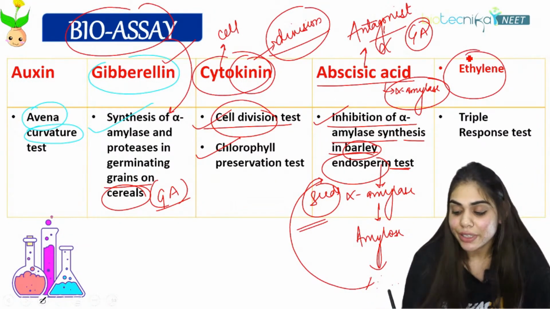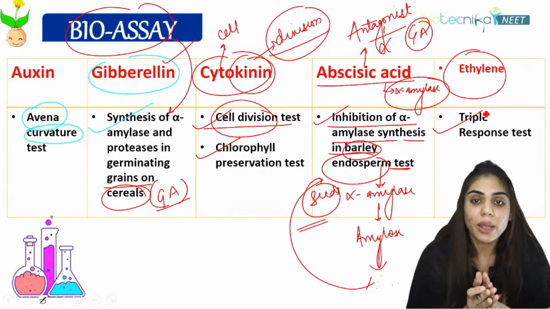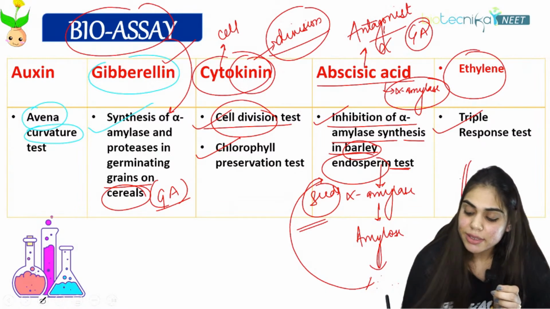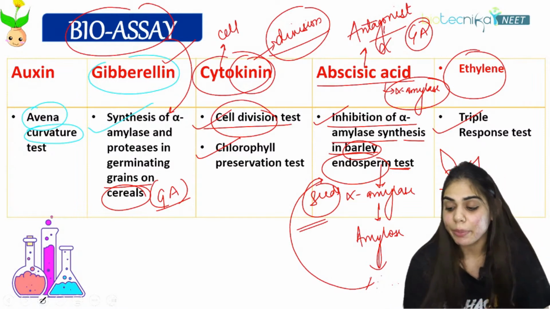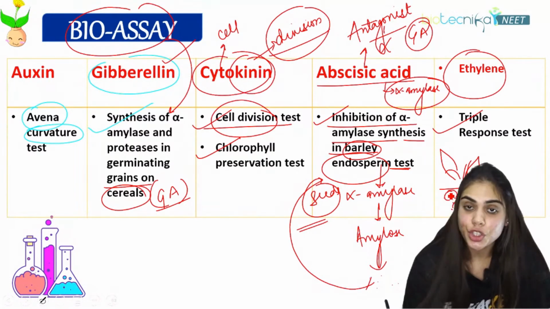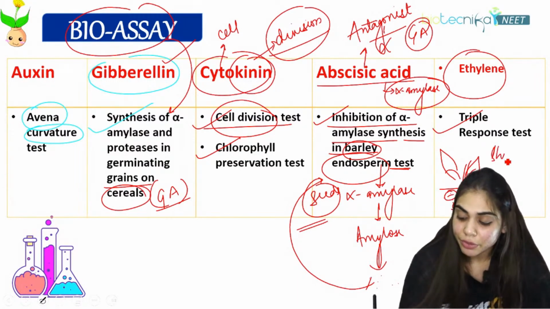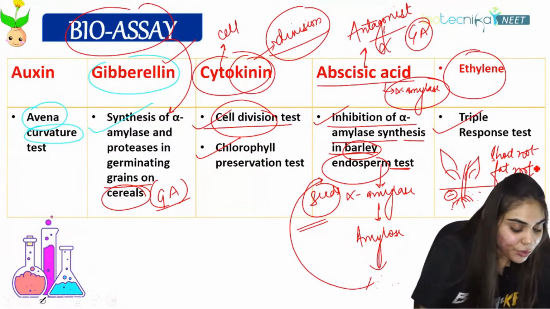And for ethylene, we know the triple response test. Whenever there is ethylene in the environment, or suppose I'm growing some plant and providing ethylene in the media, what will happen? It will affect the roots of the plant. The roots will be very short. They will be fat. And there also happens a lateral growth.